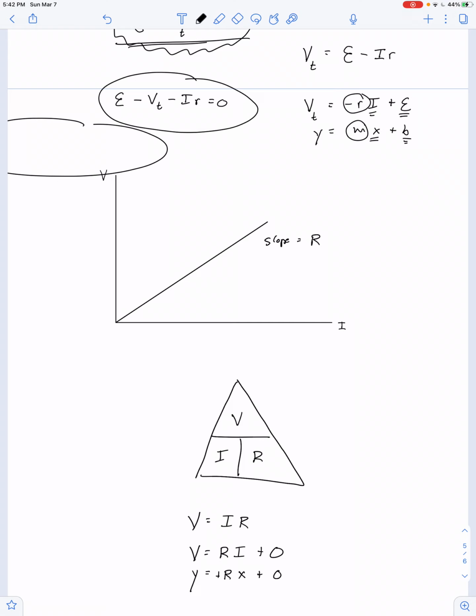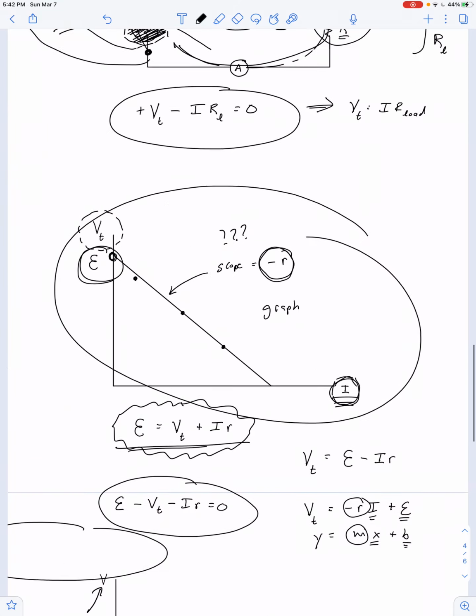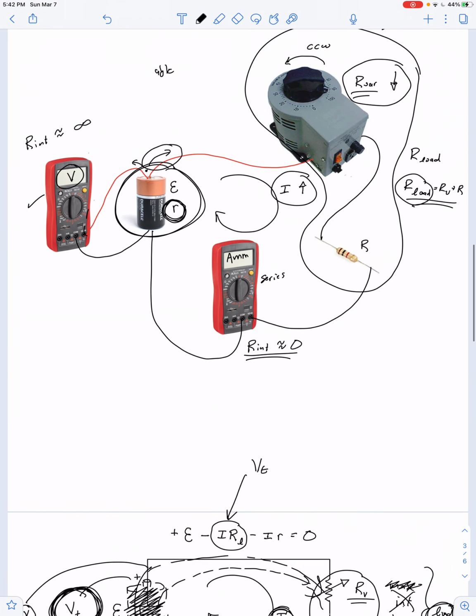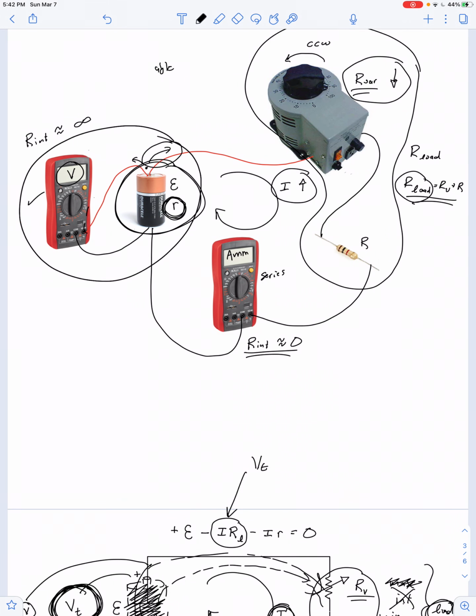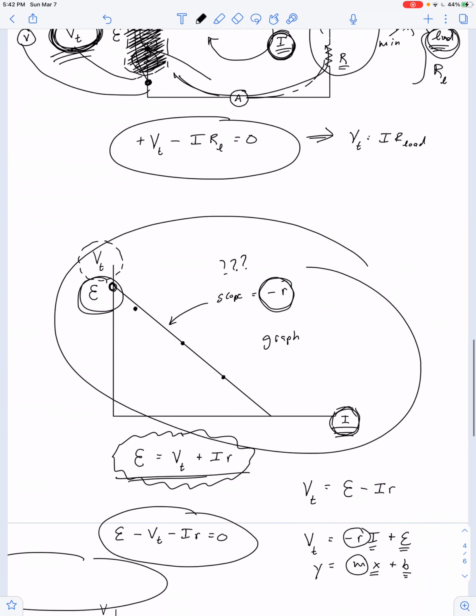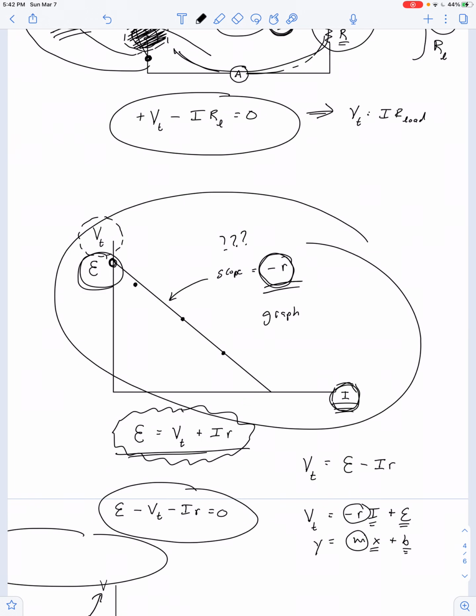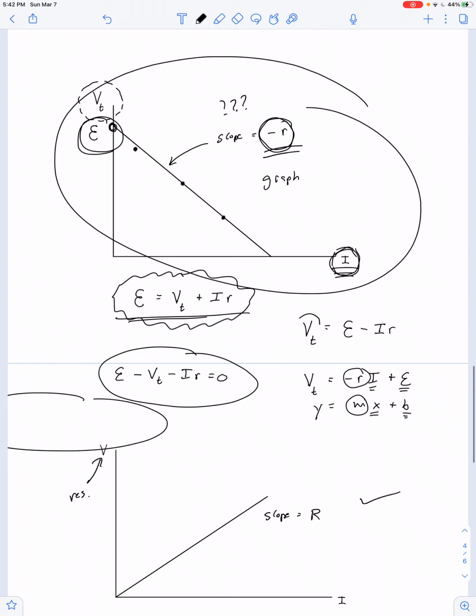Well, yeah, that's exactly the graph we would get if we were trying to graph the voltage across the resistor. But that's not what we were doing in this experiment. Notice our voltmeter was connected across the terminals of the battery. So this graph with the negative slope is describing the terminal voltage of a battery, which is always less than its idealized voltage by an amount equal to the internal voltage drop due to the internal resistance of the battery.